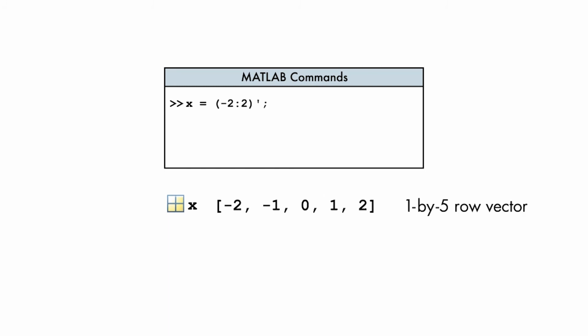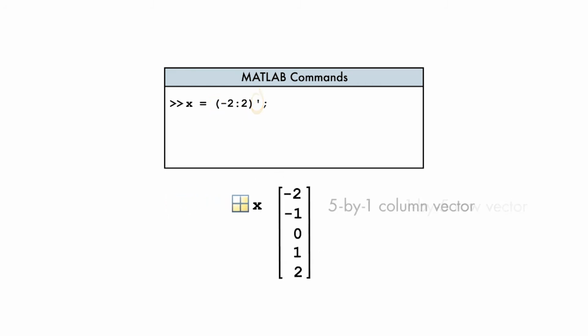We add parentheses to group the code creating the vector, and use an apostrophe to transpose the row vector into a column vector. The apostrophe is the transpose operator and converts row vectors to column vectors and vice versa. It also works on matrices.